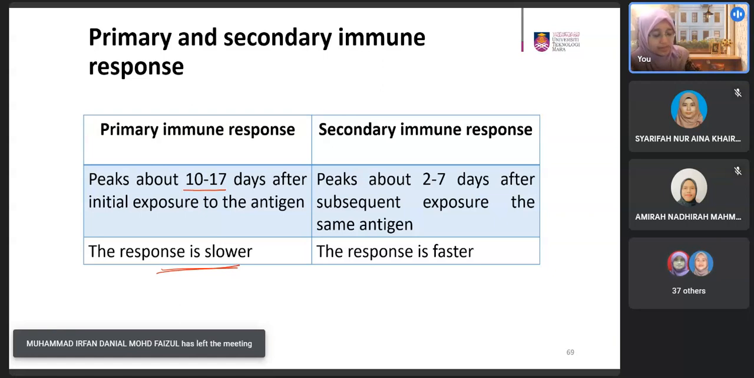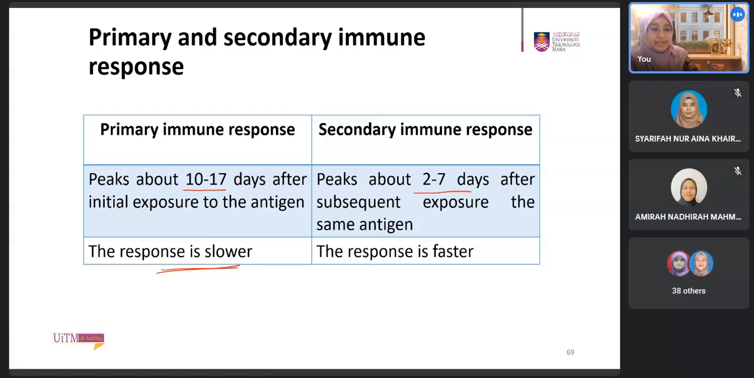So for the secondary immune response, it peaks about 2 to 7 days after subsequent exposure to the same antigen. So once your body has produced the memory cell, yang ini melibatkan memory cell, so dah ada memory cell dalam badan awak against that pathogen. So when you are infected by the same virus again in the future, your body already has the memory cell to produce antibody, for example, against that virus. So the response is faster.